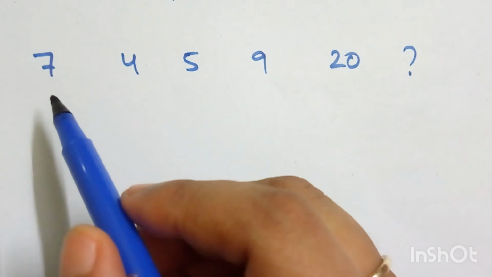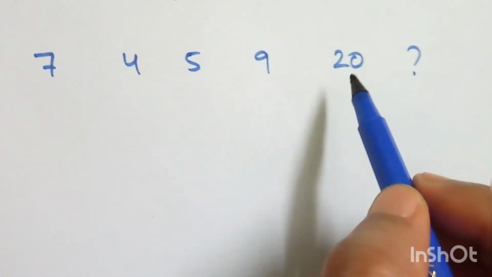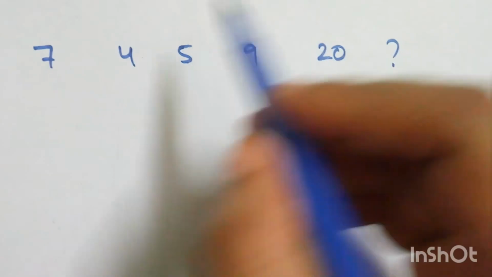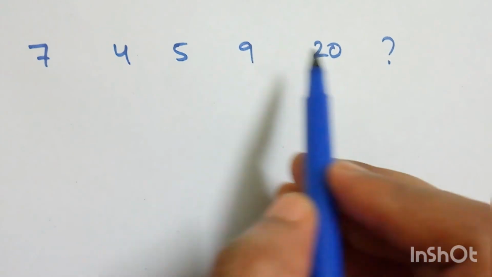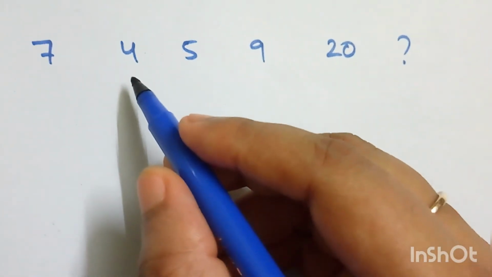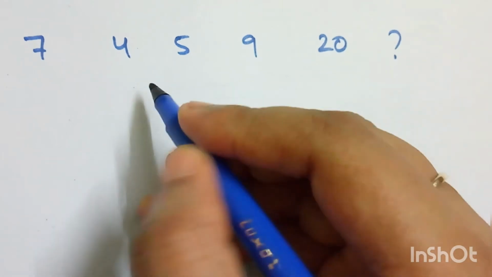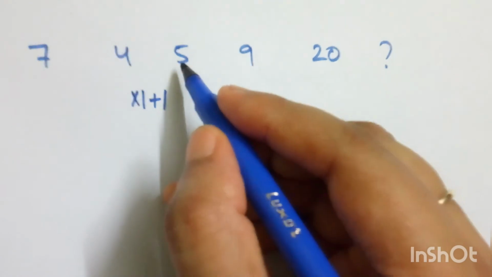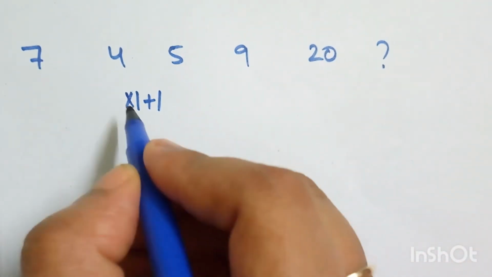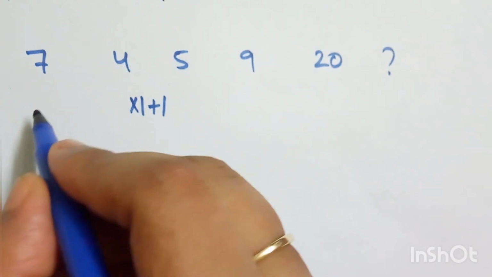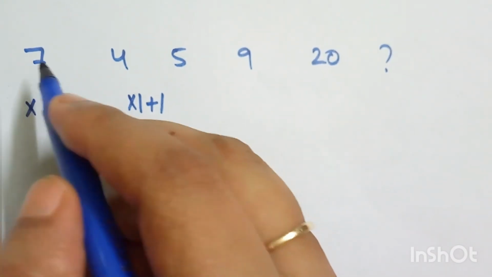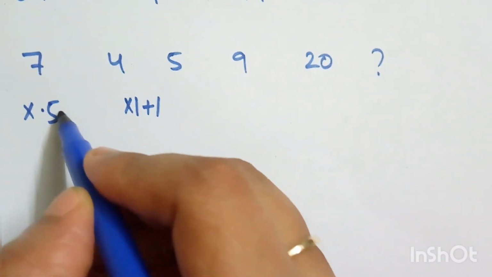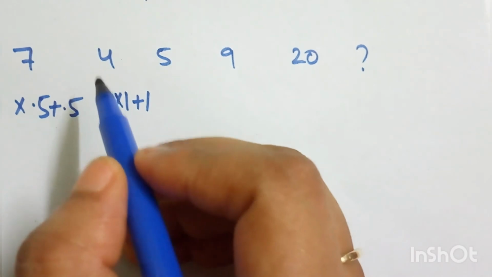The fifth series is 7, 4, 5, 9, 20 and find this number. If you see that type of series, you can get it by multiplying with fractions. So try this. You know that 4 into 1 plus 1 you will get 5. So the fraction will be here, smaller than 1, you will get 0.5. So 7 into 0.5 you will get 3.5 plus 0.5 you will get 4.